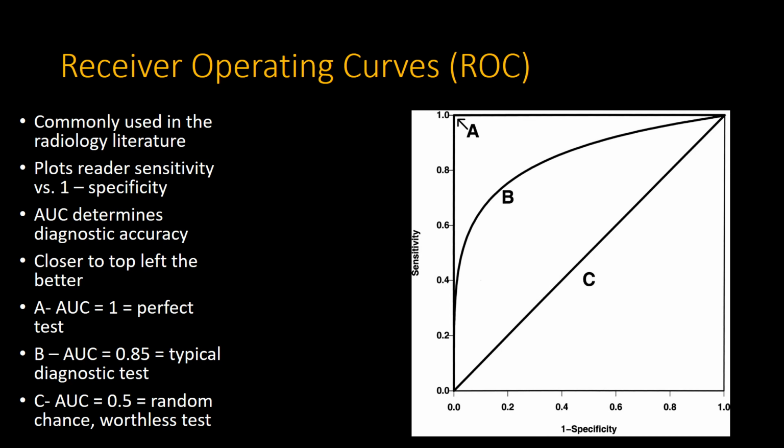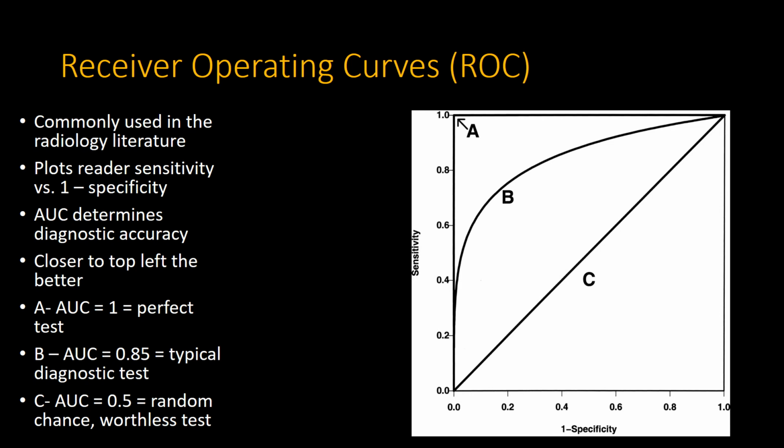This is most commonly used in radiology literature to talk about how well someone is doing in interpreting a scan or using a test. It plots reader sensitivity versus 1 minus the specificity, and the area under the curve really determines your diagnostic accuracy. If you have an area under the curve of 1, which by definition means your curve has made it to the very top left part of the graph, that means you're a perfect test. Those really don't exist in medicine, especially not in radiology.